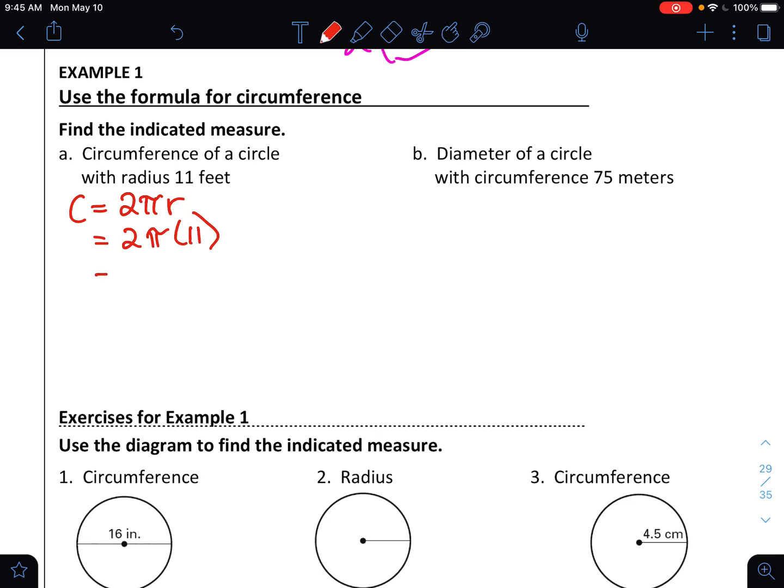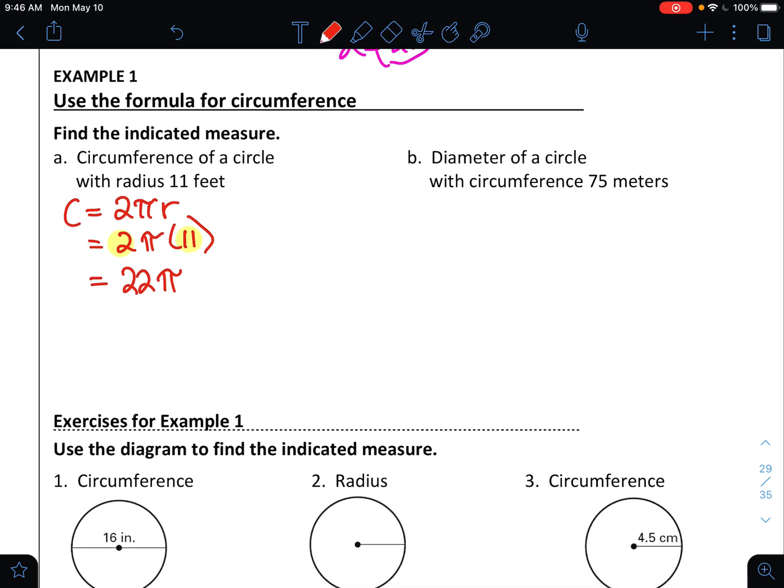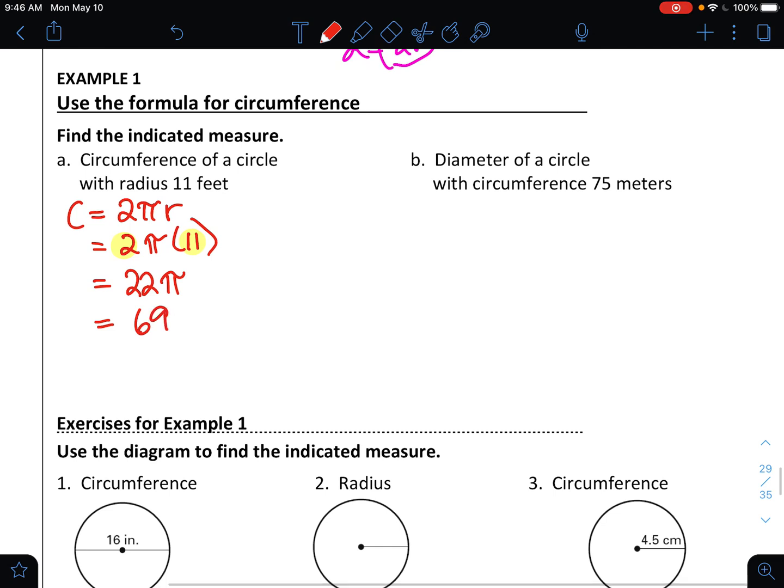Now I'm going to write two answers here. If I were to just combine the 2 and the 11, that would be 22 pi. Now, this is a lot of times what we consider exact. So let me come back to that. Let's go ahead and actually multiply in pi. So you do have a pi key on your calculator. 22 times, you could do the pi key. You could do 3.14. I don't say how to round. Let's just round to the nearest tenth.